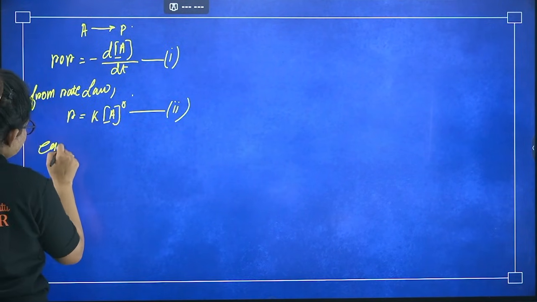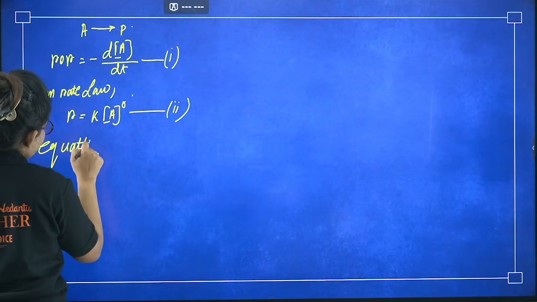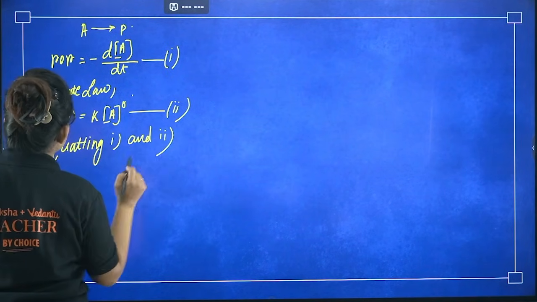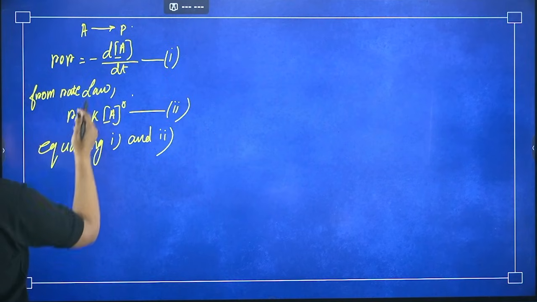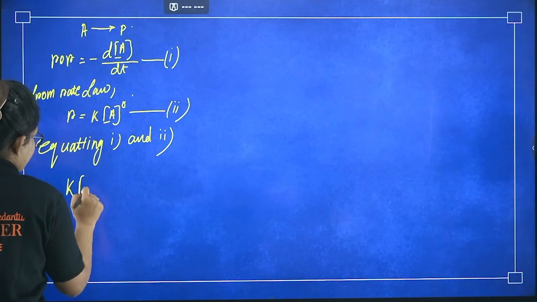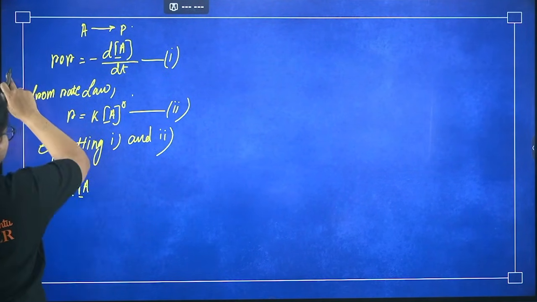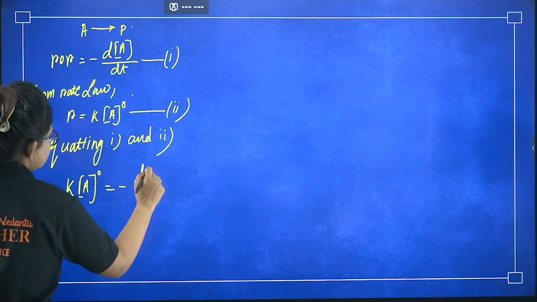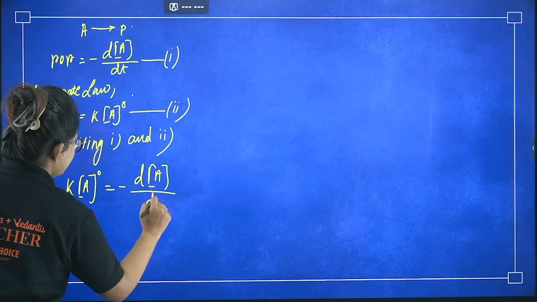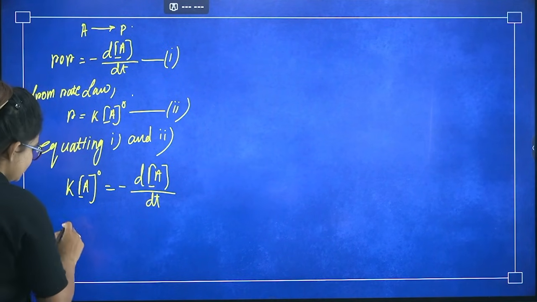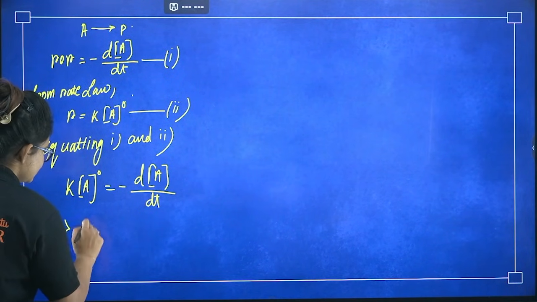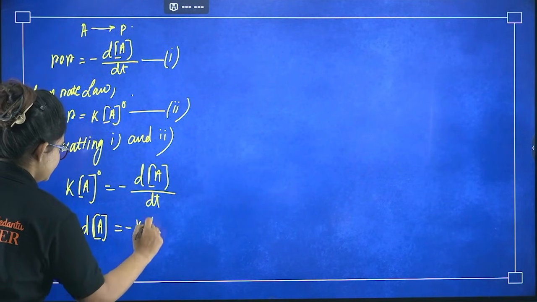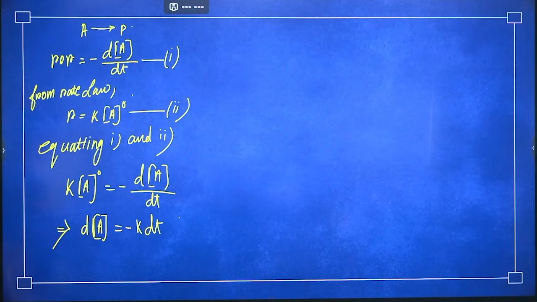Now I am going to equate them. Equating 1 and 2, both of them are R, so I can equate them. k into A power 0, and A power 0 means 1, equals minus dA by dt. Something power 0 means 1. Let me arrange it a little bit. So I can write dA equals minus k dt.